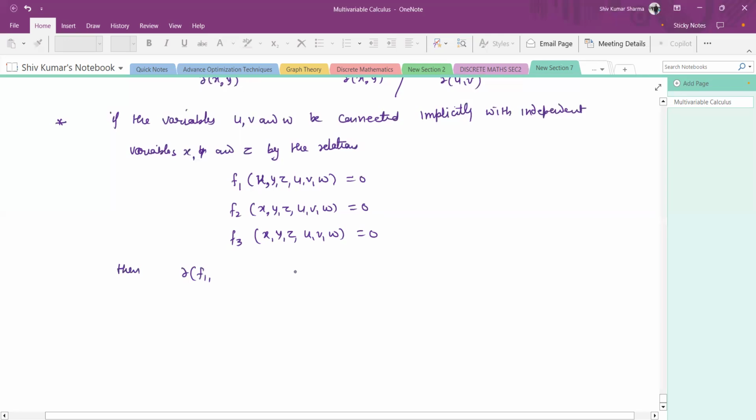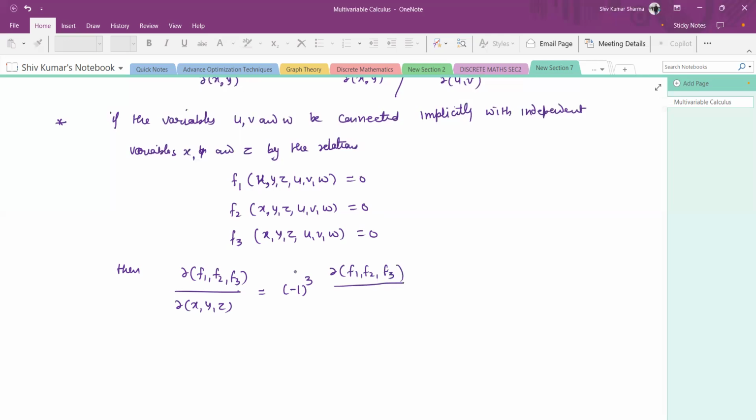the Jacobian of f1, f2, f3 with respect to the independent variables x, y, z, which is equal to minus 1 raised to the power 3, since we make three functions, into del f1, f2, f3 upon del u, v, w into del u, v, w upon del x, y, z.